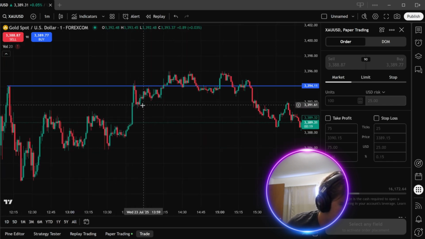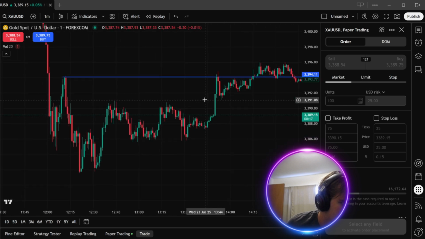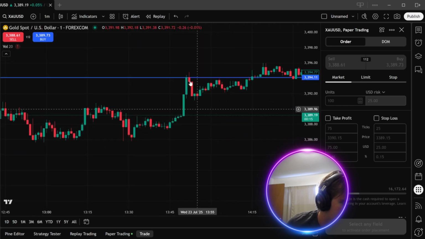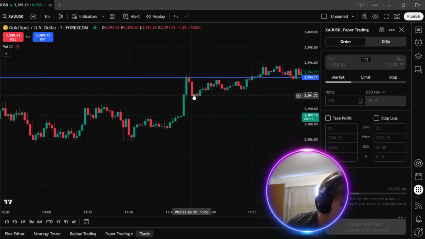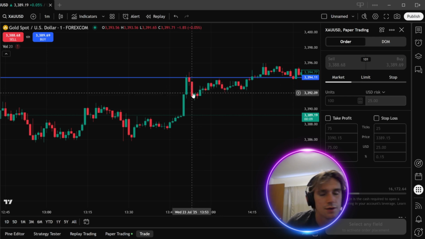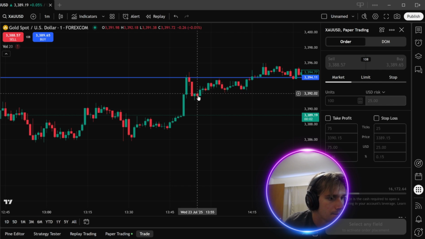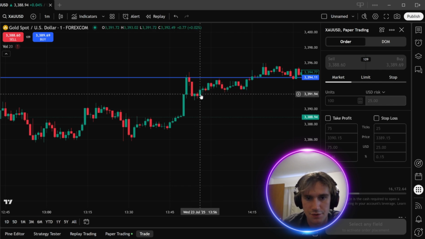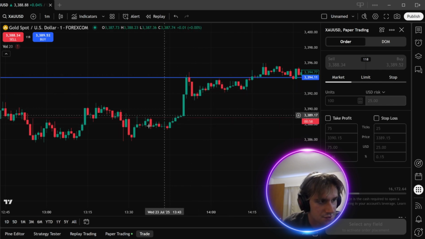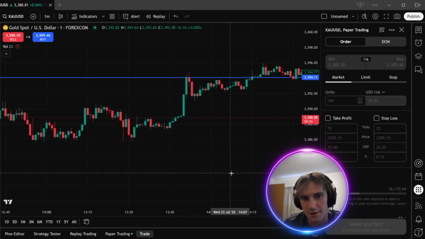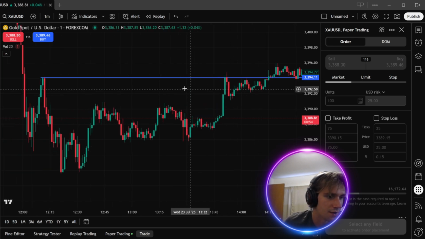Let's see. Here we have this high, we're coming down. We do not close below this low. There's no break of structure, so there's nothing to really go off of here. If there's no break of structure, it's not changing its uptrend to a downtrend, right? So we wouldn't take a trade off this.